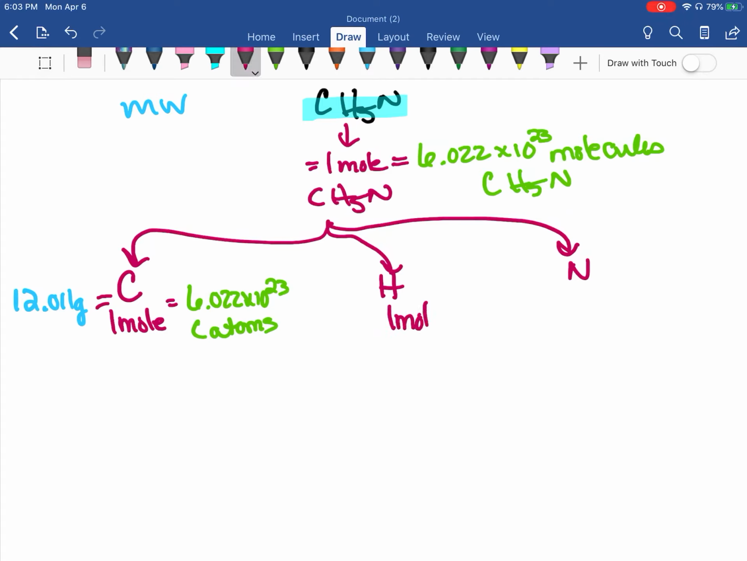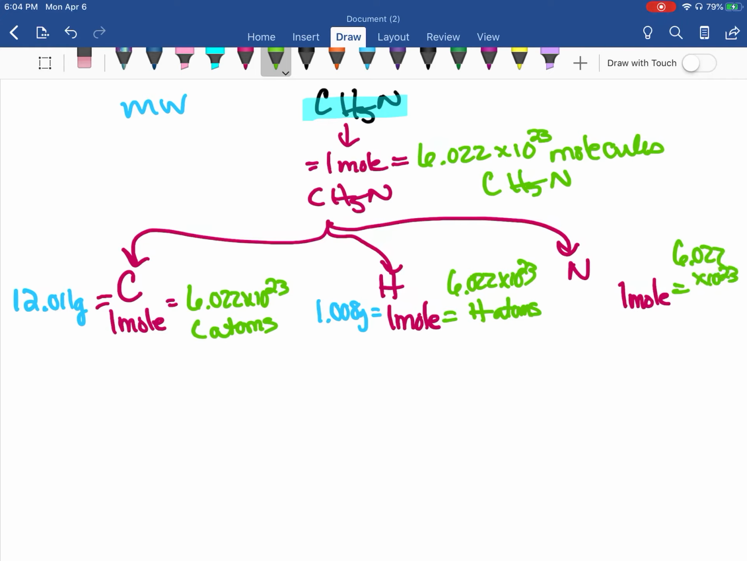Okay, let's do the same thing for hydrogen. For every 1 mole of hydrogen, again, we have Avogadro's number of hydrogen atoms. And then how much do they weigh? We've got that atomic weight. And then now let's add nitrogen to that. We've got 1 mole of nitrogen, again, Avogadro's number, and that is for nitrogen atoms. Grab your periodic table. How much does nitrogen weigh? Let me grab my table. 14.0067.